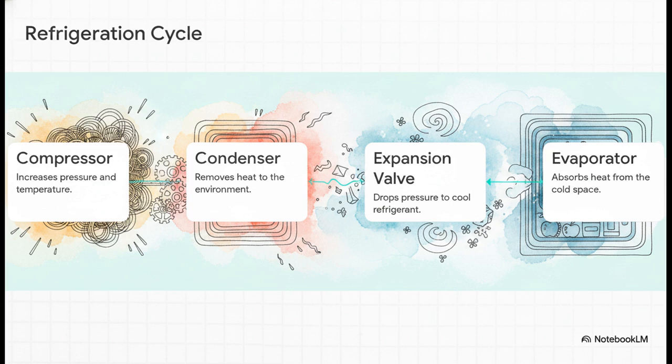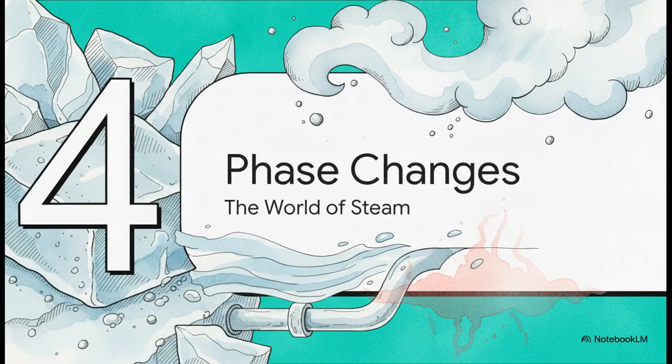Third, it slams into the expansion valve, which causes this sudden massive drop in pressure, instantly chilling the fluid to freezing temperatures. And finally, this freezing liquid passes through the evaporator inside the fridge itself, absorbing the heat right out of your leftovers before cycling all the way back to the compressor to do it over again. It's brilliant.